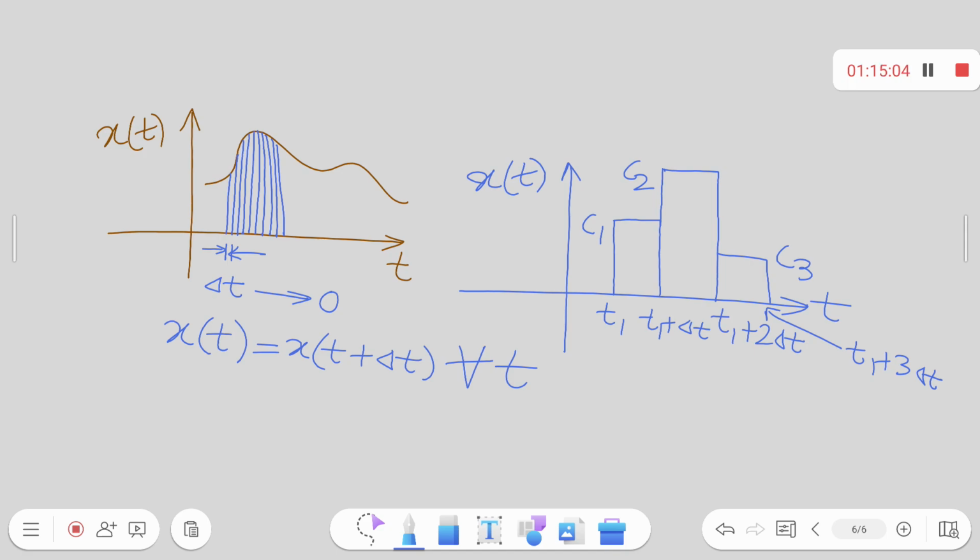Is it the step? Because the step exists for all t greater than 0. But this box exists only from t1 to t1 plus delta t. This one exists from t1 plus delta t to t1 plus 2 delta t. This exists from t1 plus 2 delta t to t1 plus 3 delta t. So the duration for each of these is only delta t, with the assumption that delta t is very, very small, a tiny duration, delta t approaching 0.